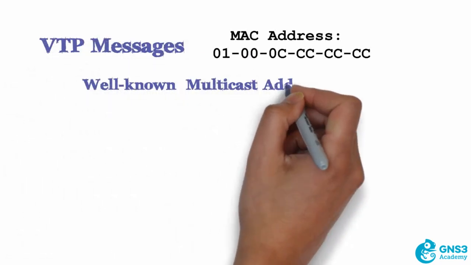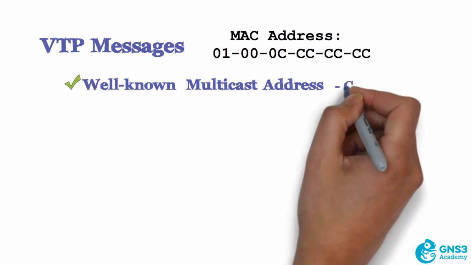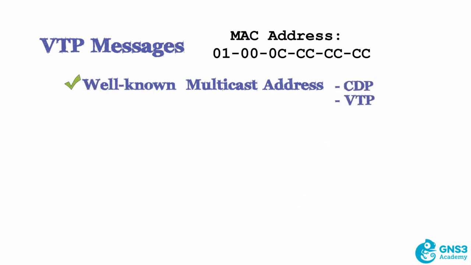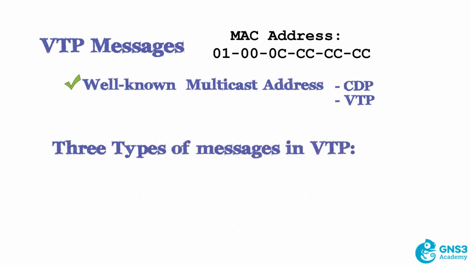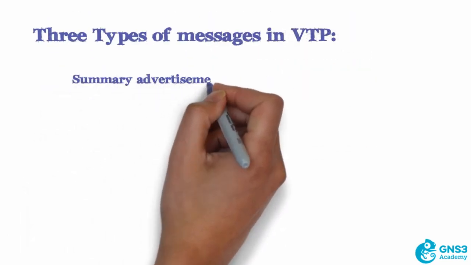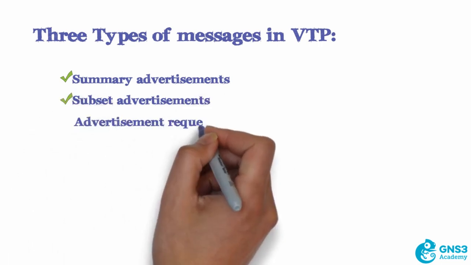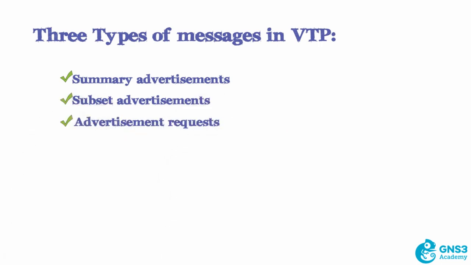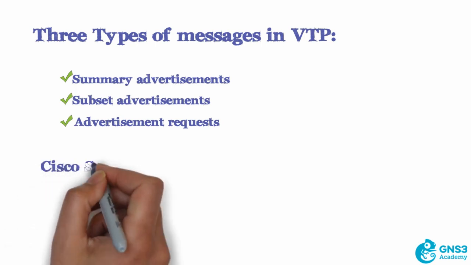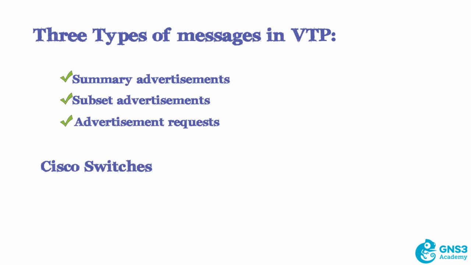VTP messages are sent using the following MAC address, which is a well-known multicast address for the flooding of CDP and VTP messages. Now, there are three types of messages in VTP: summary advertisements, subset advertisements, and advertisement requests, and I'll explain each of these in more detail in a moment. But for now, just be aware that there are three message types that help VTP propagate VLAN information between switches.